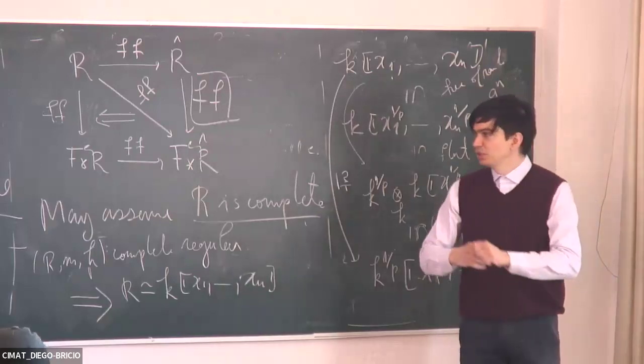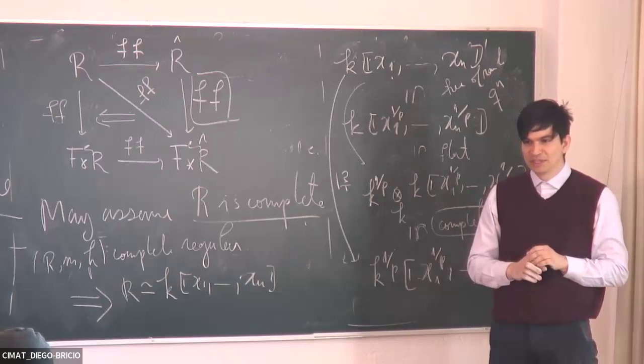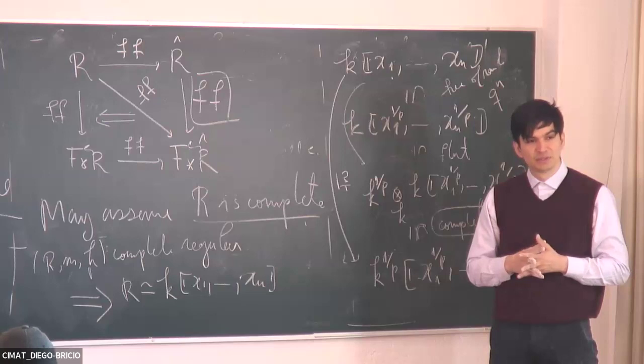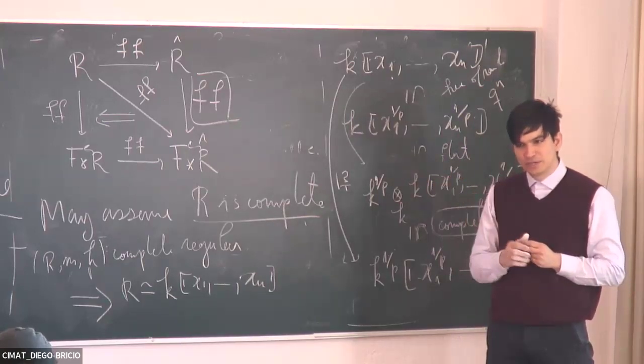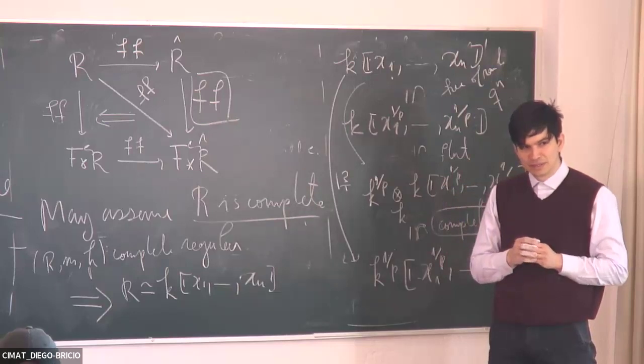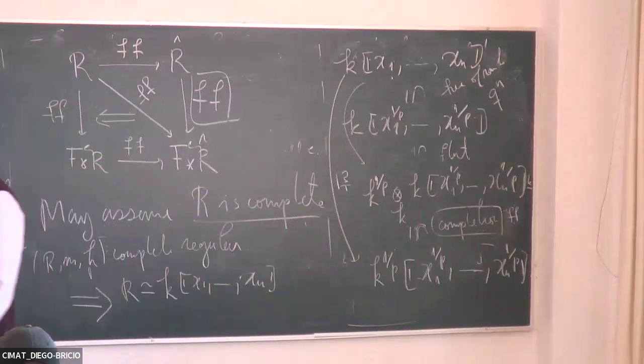So this proved the easy part of the Frobenius statement. And next time we're going to see the substance of the Frobenius theorem, which is: if Frobenius is flat, how on earth is that ring regular? Okay, and so that's what we do next time.